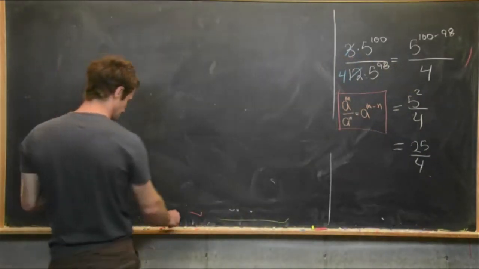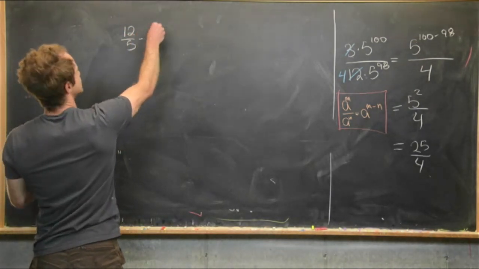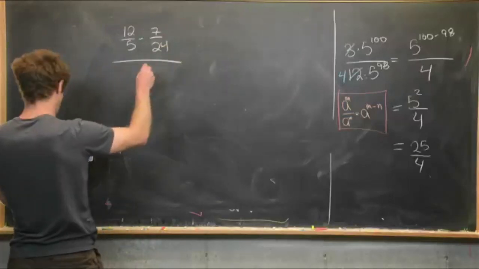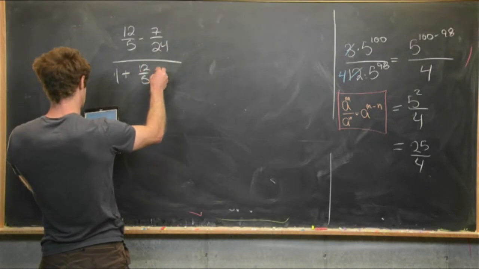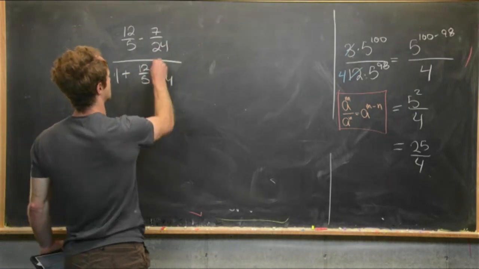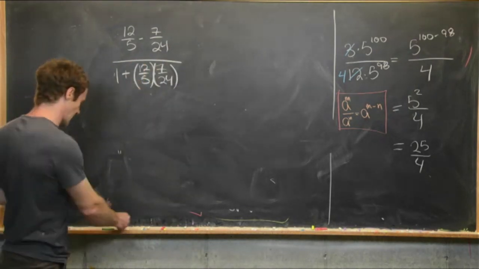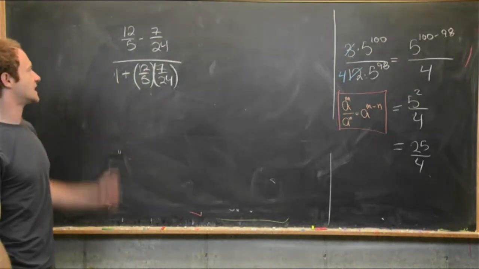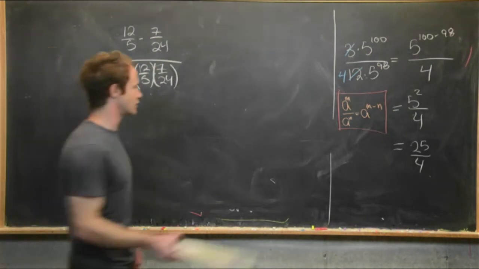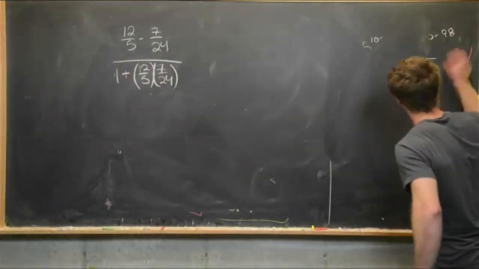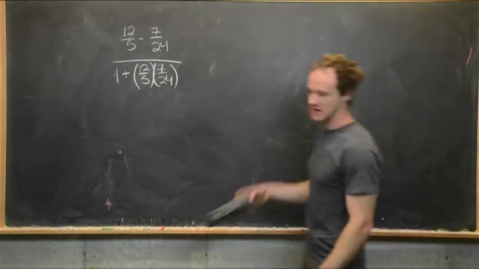So let's see. The first one is like this. We have 12 over 5 minus 7 over 24, all over 1 plus 12 over 5 times 7 over 24. So we really want to think that having big numerators and denominators means that we need to think of that as grouping. And if we think of that as grouping, that means we need to simplify the numerator and the denominator as much as we can before we do our next step.